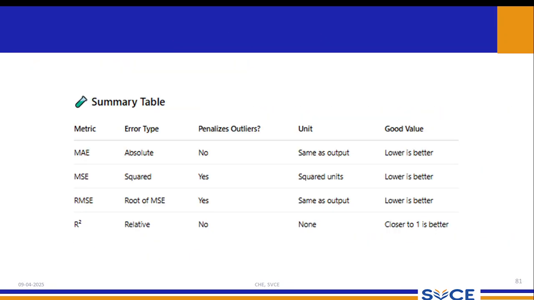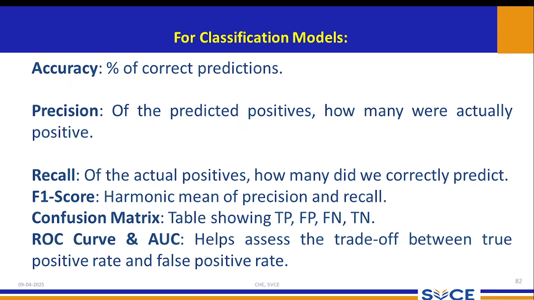For squared units, when you have a mean square error, the unit changes to squared units. For mean absolute error and root mean square error, we have the same unit. When R square is closer to 1, that means it's a good fit. A lower value of MAE, MSE, and RMSE will give you a better fit. I mean, the equation is really good.